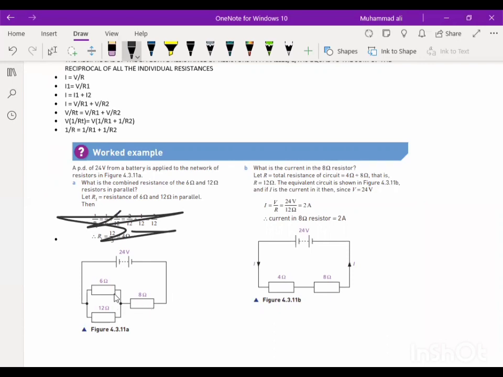First of all, I'm going to calculate the resistance for this. It's going to be 1 upon 6 plus 1 upon 12, and then we'll take the reciprocal. I have my calculator.